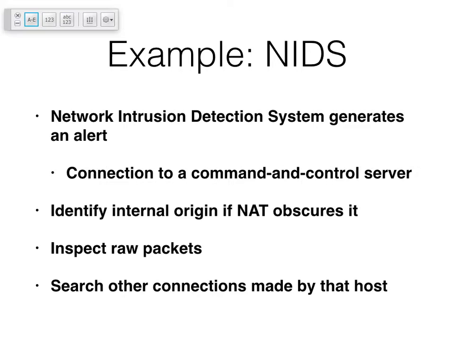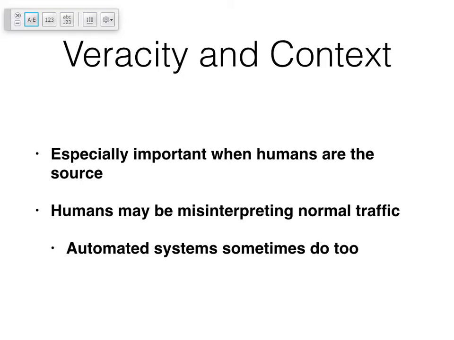You want to see what the local machine that was involved is. If you're using network address translation, which almost everybody is, then it will be a little bit of a chore to find out exactly which machine was there, but you should have NAT logs for that reason. Then look at the raw packets, look at other connections from that host, and try to figure out whether this is a real event or a false positive or just something irrelevant, not related to your investigation. And that's called veracity and context. Is this really true? And in context, is it really useful?